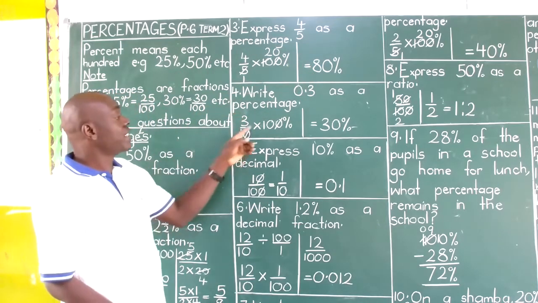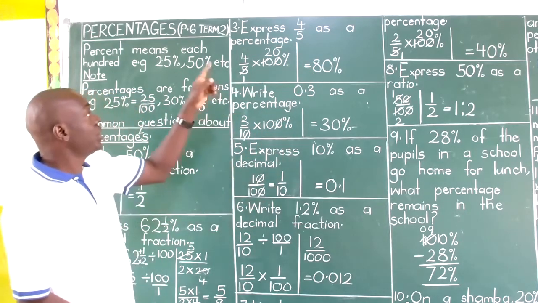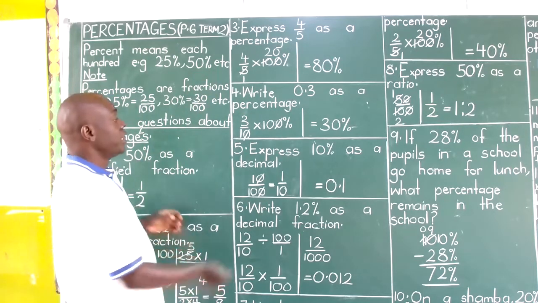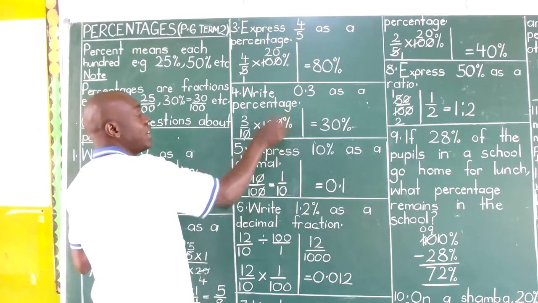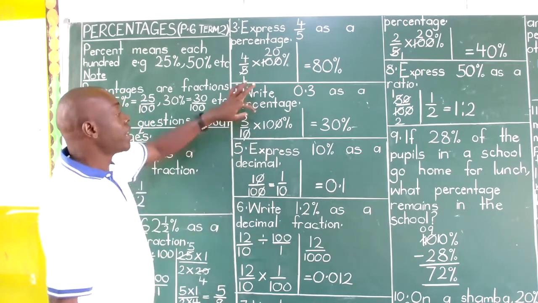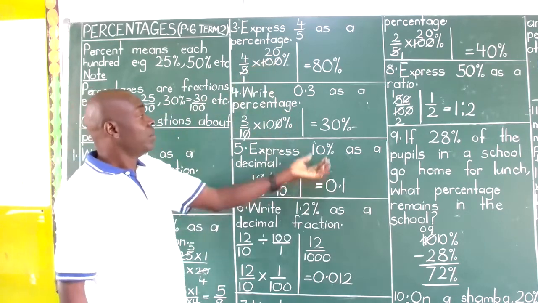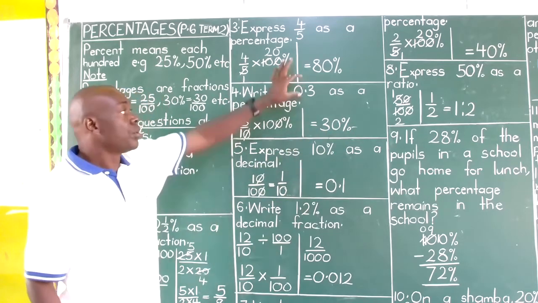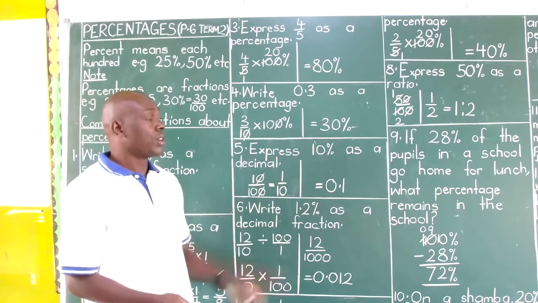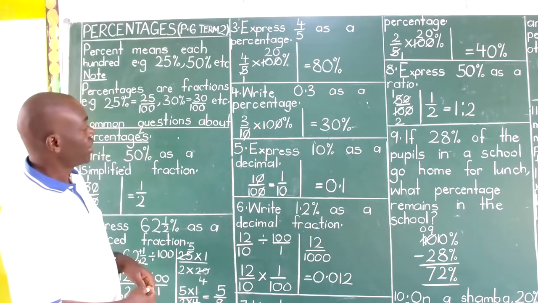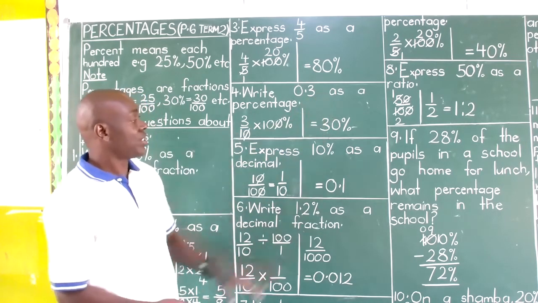So write 3 out of 10 times 100%. Now we cancel by 10. 10 by 10 gets 1, 100 by 10 gets 10, thereby remaining with 3 times 10, which is 30%. So 0.3 as a percentage is the same as talking about 30%. So that's how we express that.